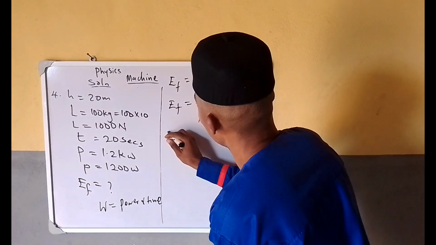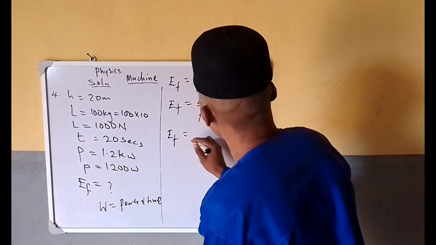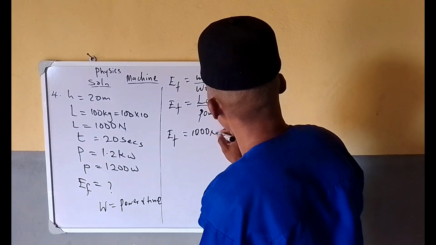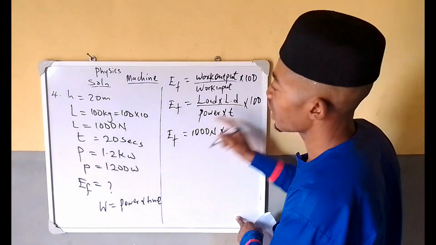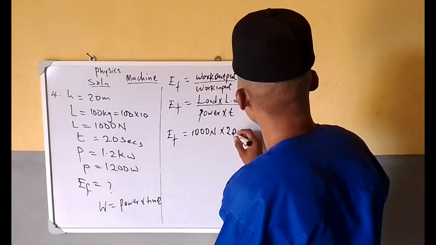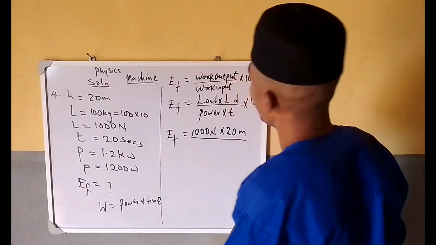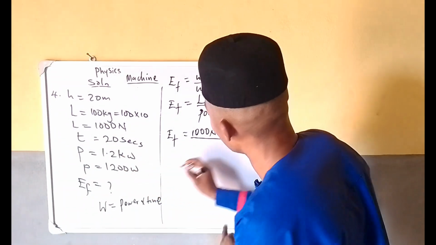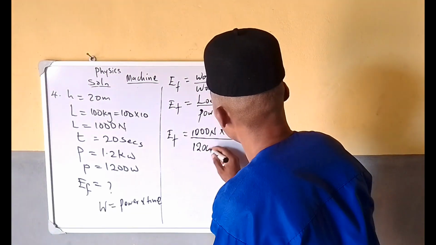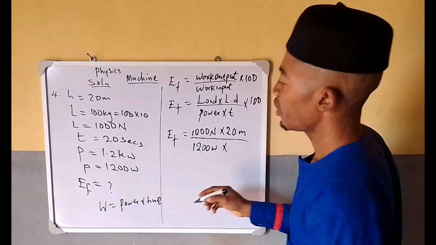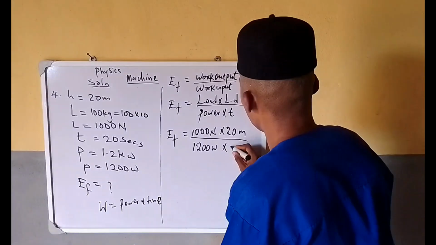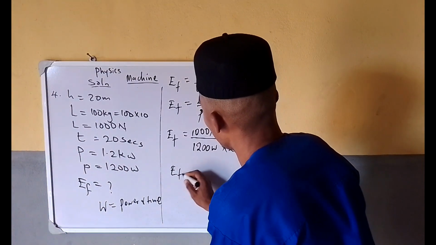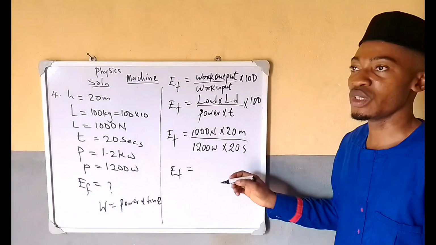So I can now proceed. Efficiency is equal to load. What's the load? 1000 Newton multiplied by load distance. Load distance is 20 meters. Divided by what's the power? The power of the engine is 1200 watts multiplied by what's the time? Time is 20 seconds. So efficiency is equal to, so I can deal with this.